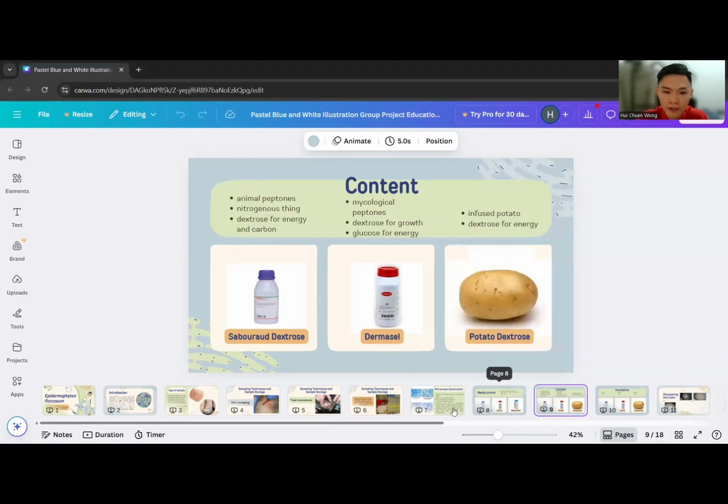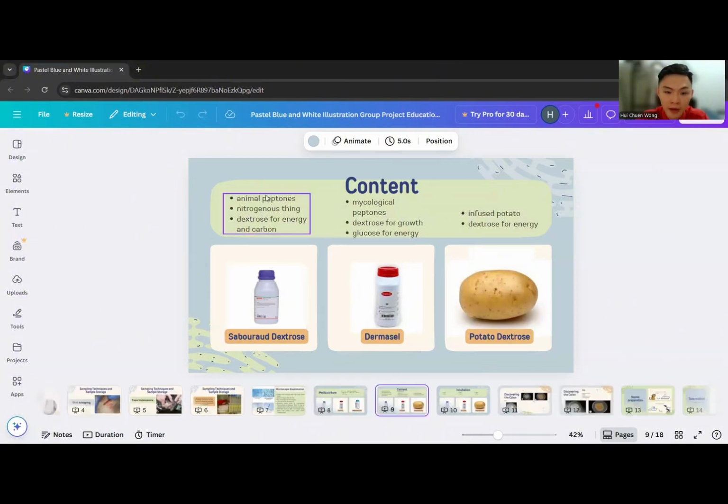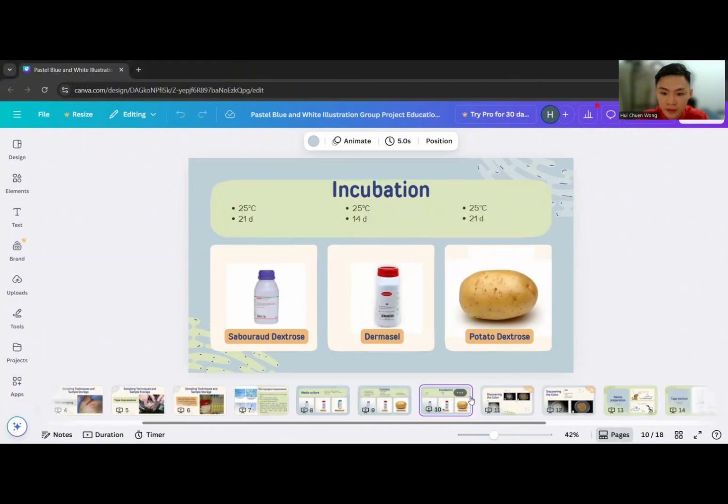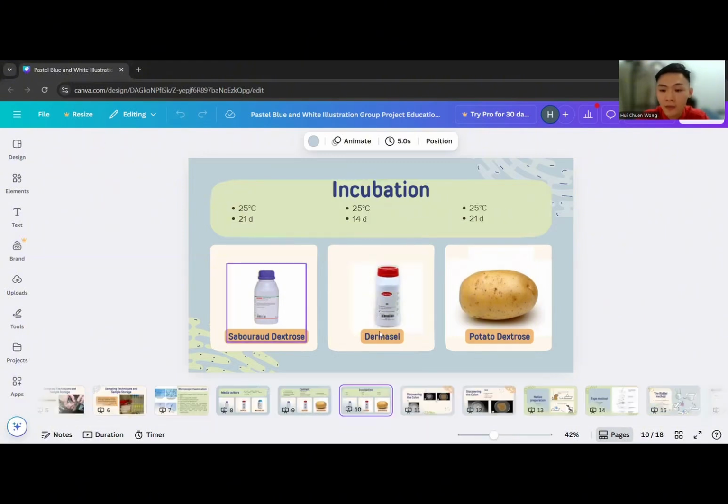As for the contents of each, Sabouraud dextrose has animal peptones and nitrogenous compounds which are useful for growth, and dextrose as an energy and carbon source. For Dermacel, they have mycological peptones for growth and glucose for energy. For potato dextrose, it is just infused potato with dextrose for energy. The incubation period for Sabouraud dextrose and potato dextrose is both 21 days at 25 degrees. For Dermacel, it is 14 days at 25 degrees.